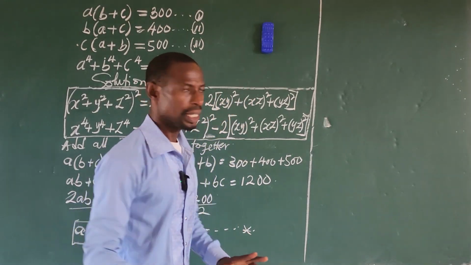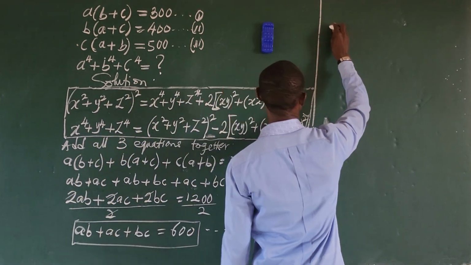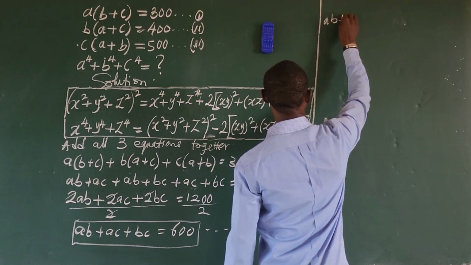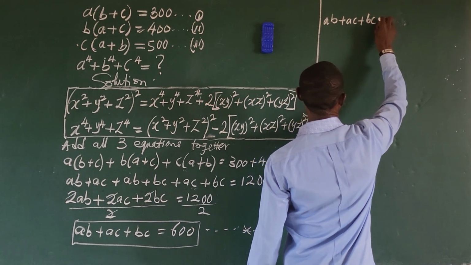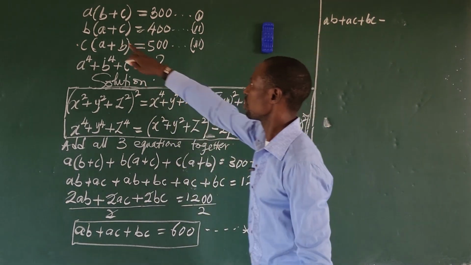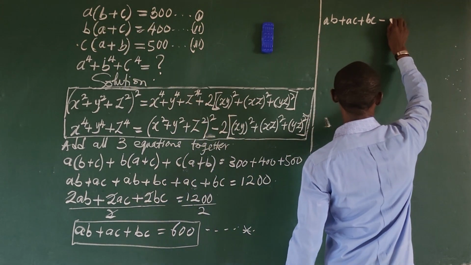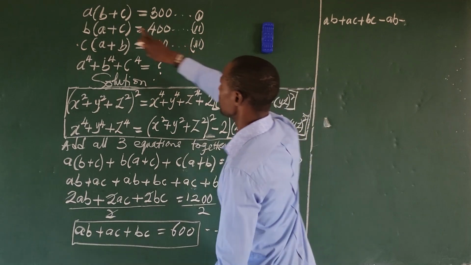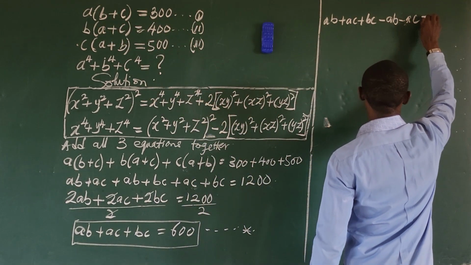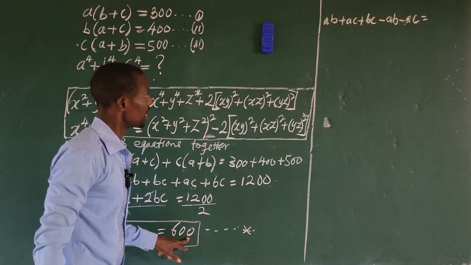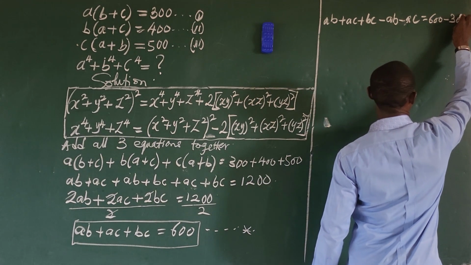All right, so let's subtract equation 1 from the solver equation. We have our AB plus our AC plus our BC, then minus the first equation. So let's just open up this. This is going to give us minus AB, minus AC, because the minus will multiply this plus. This is equal to 600 minus 300.